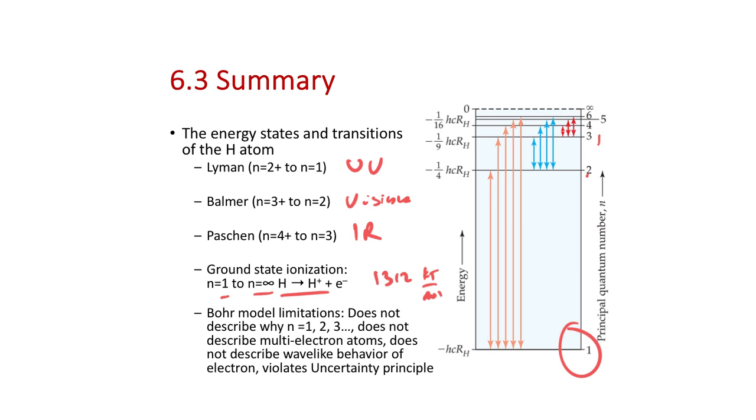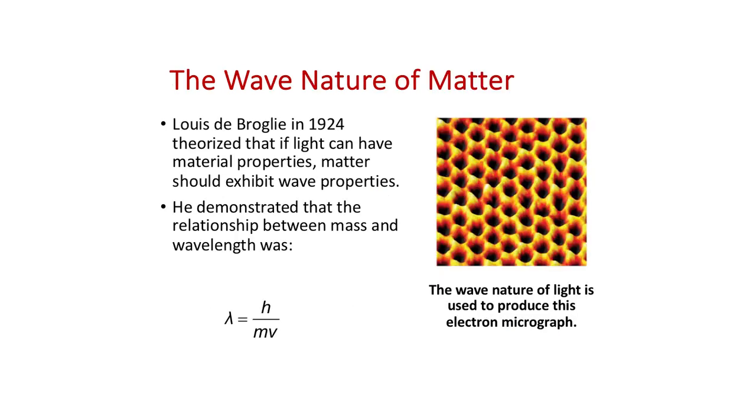So the Bohr model does have limitations. It doesn't quite describe why n equals 1, 2, 3, 4, although the wave explanation that we kind of ad hoc came up with, I think, helps us understand why the n has to have whole numbers. It doesn't really help us understand multi-electron atoms. If we want to get past hydrogen, we have an issue of getting this equation to work. And it doesn't really describe the wave-like behavior, and kind of violates the uncertainty principle. So we need to talk about other aspects that could be going on with electrons to get into our orbital description of matter. And so let's talk about the wave nature of matter.